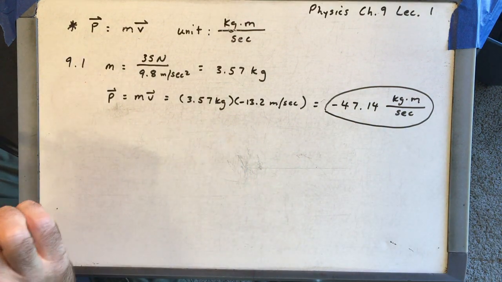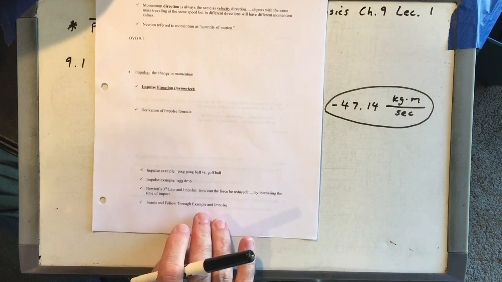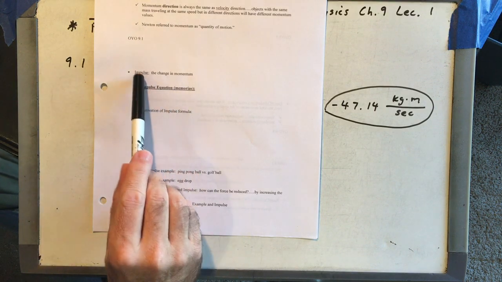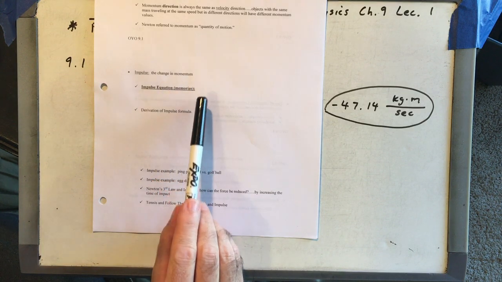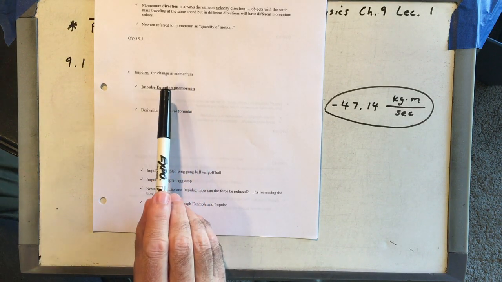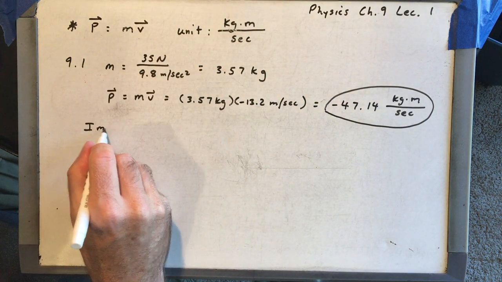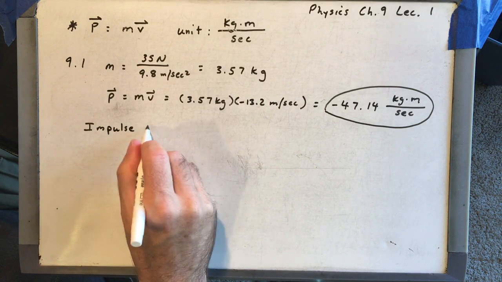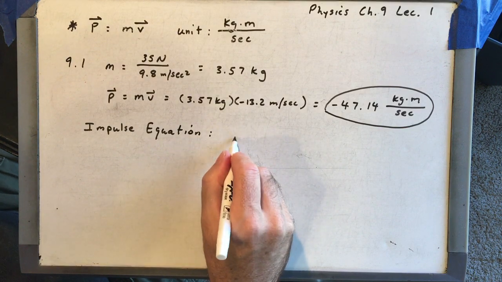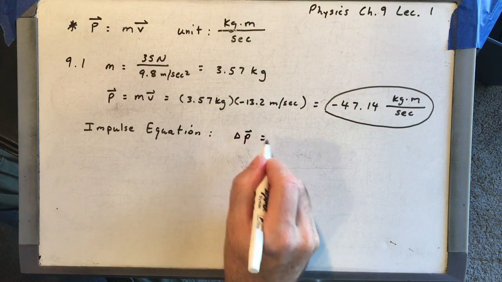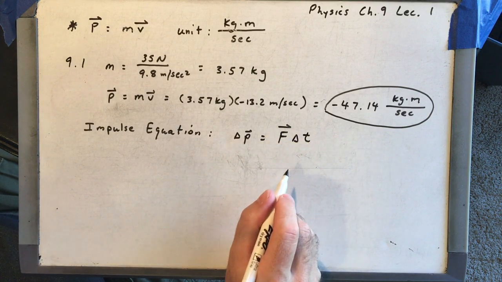All right, let's go back to the notes. Impulse, so this is the topic that we're going to talk about for several on your own problems. The change in momentum. The impulse equation that we're going to be using is the change in momentum is equal to the force, of course that's a vector, times the change in time.